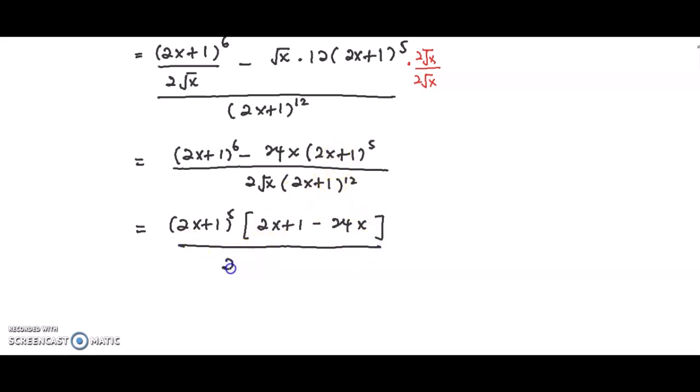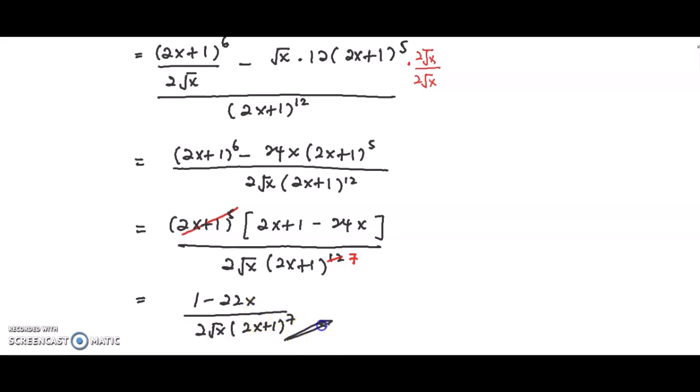Then down here you have a 2 square root of x, (2x+1)^12. And we can see that these two actually can be cancelled, can be simplified. This becomes power of 7, because they're having the same base and the power can be minus. And inside here, what we left is 2x plus 1 minus 22x, over 2 square root of x, multiplied by (2x+1)^7. This is your final answer.